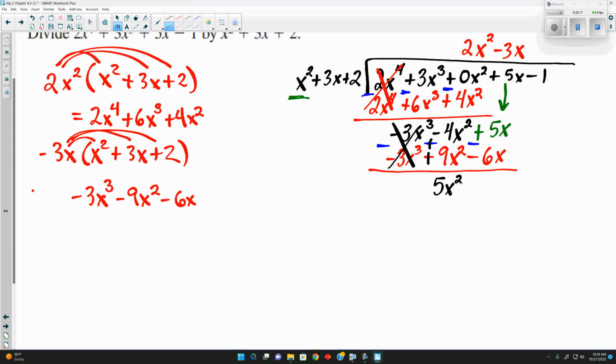squared. 5x minus negative 6x. Negative would make a plus. So 5x plus 6x is plus 7x. We bring down the next term. Questions on any of this here?